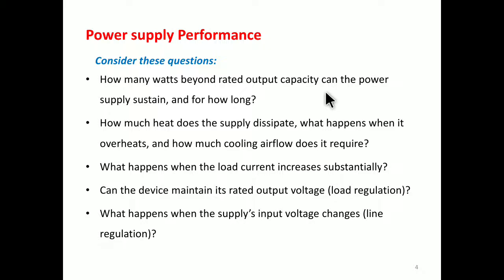Next one, how much heat does the supply dissipate? Here, due to the temperature changes, we have electronic components. If the temperature changes, automatically more heat will be dissipated. So how much heat does the supply dissipate, and what happens when it overheats, and how much? If you compensate, we can go for cooling. So how much cooling airflow does it require? These are the questions we have to raise.